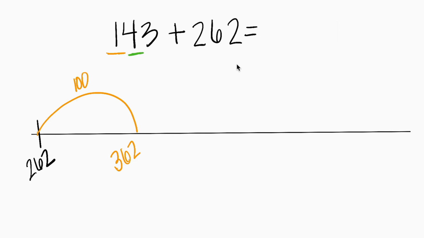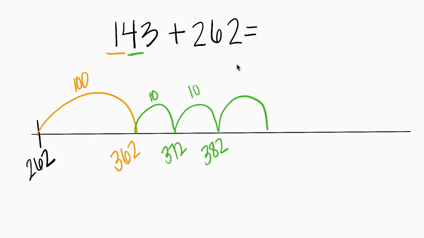Next, I'm going to look at the tens. How many tens do I have? I have 4 tens. The number in the tens place is 4, and that's the digit, the number. But the value is 4 tens, 40. So I'm going to jump 1 ten to get 372. Another 10 to get 382. Another 10 to get 392. And another 10 to get 402. And remember, it does not have to be perfect to scale.